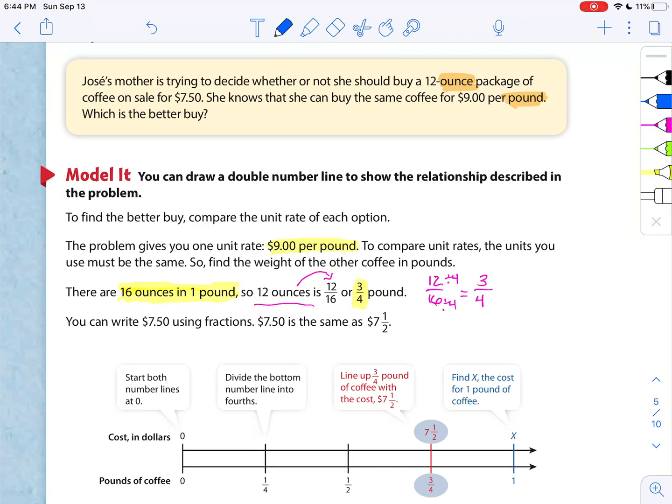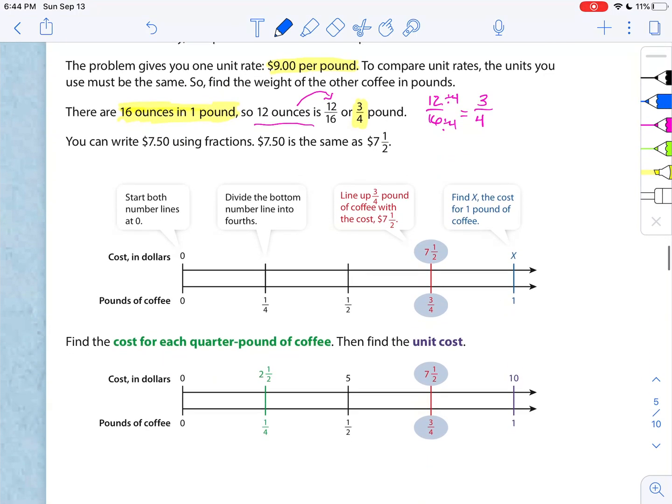So let's take these facts and let's look at them on a double number line. You can see the first number line talks about the cost in dollars, and then the second number line talks about the pounds of coffee. Both number lines start at 0. And then the next thing I want you to take note of are the red numbers on my number line. I want you to notice the red numbers that are lined up. That's our 3/4 of a pound.